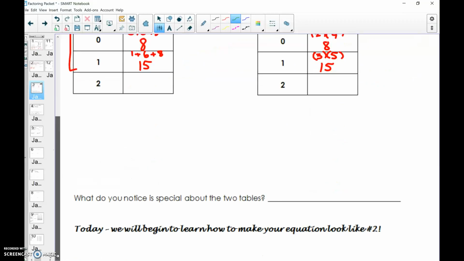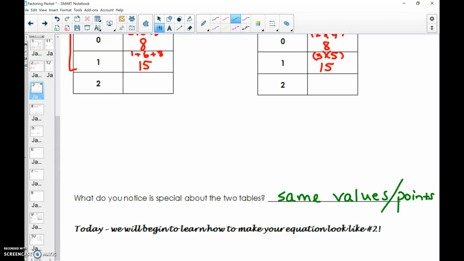Same values. Whoops. It's a poorly written word there. Same values or points. So same exact points no matter what.